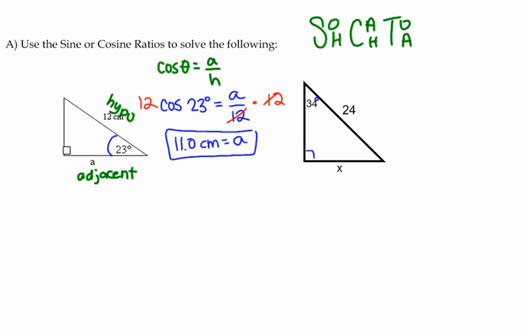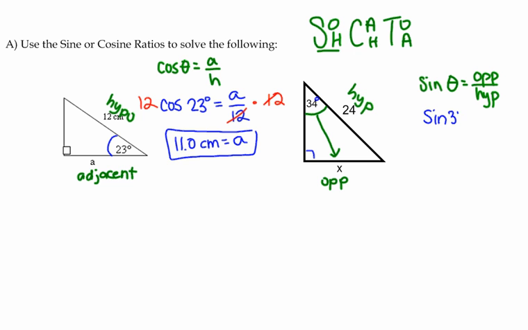Same idea. So using the 34 degree angle, what is x? Opposite. What is 24? Hypotenuse. So which ratio are you going to use? O and H? Sine. So sine of our angle equals opposite over hypotenuse. Okay, so plugging in what we know: sine 34 degrees equals... this one's too easy. Oh, you already got the answer?